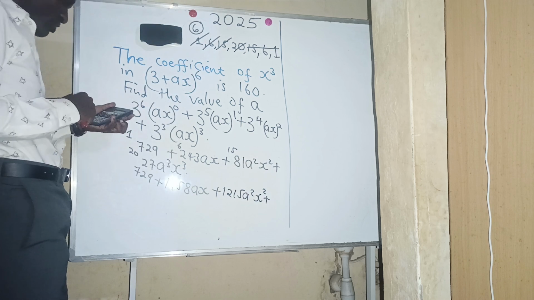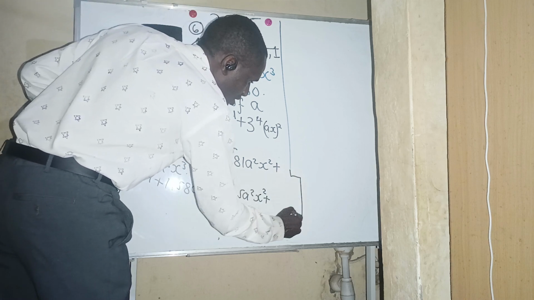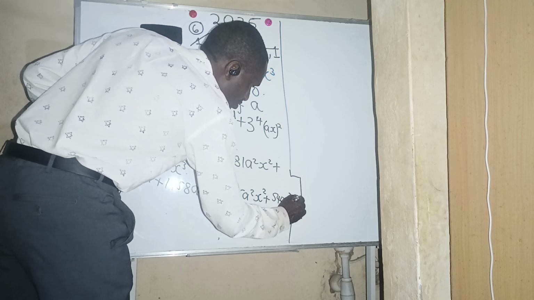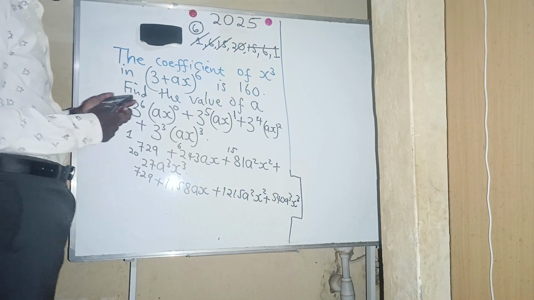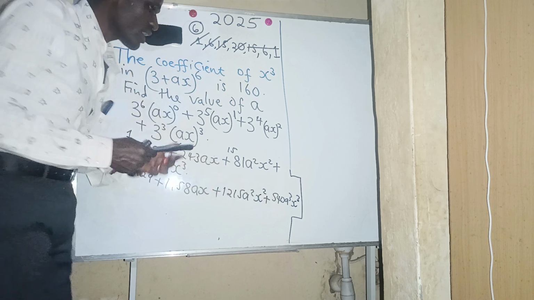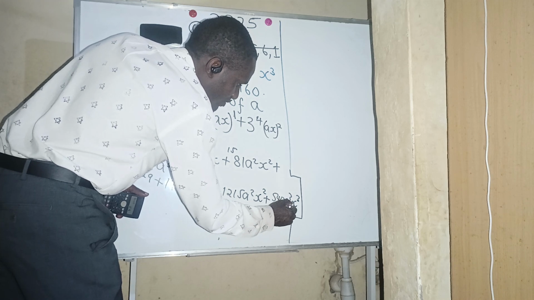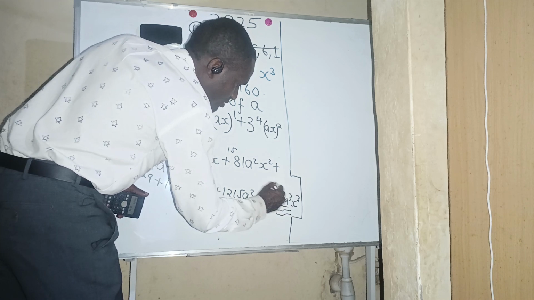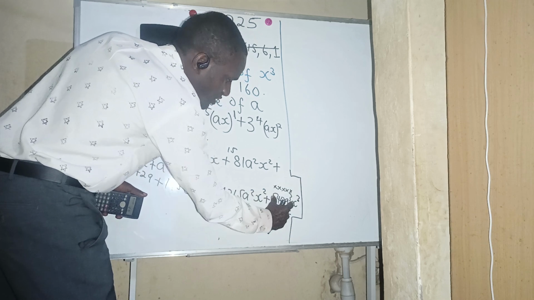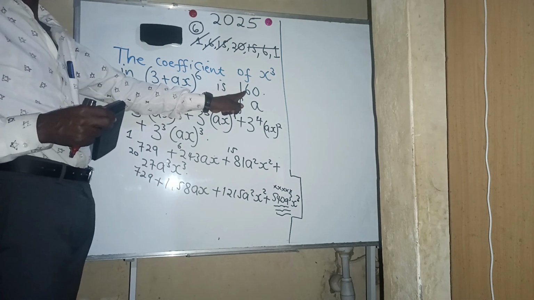So you're going to say 20 times 27, that is 540. So we shall be able to have 540 a cubic x cubic. And because the question says the coefficient of x cubic, which is now this, that means the whole of this part serves as the coefficient of x cubic, because this is our x cubic. So the coefficient of x cubic, this whole part, is 160.